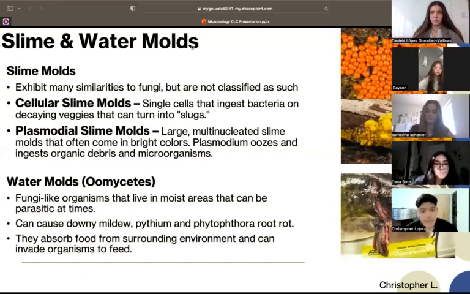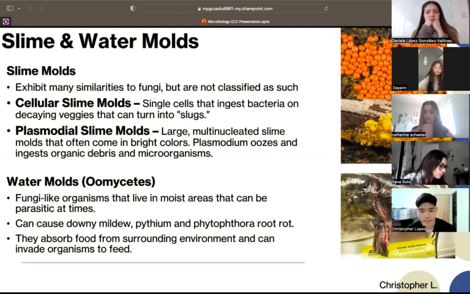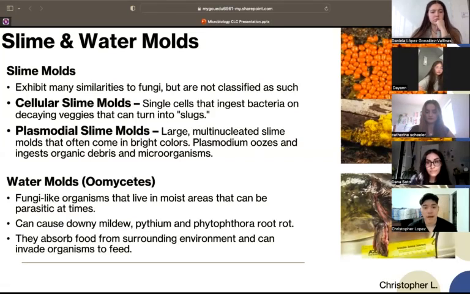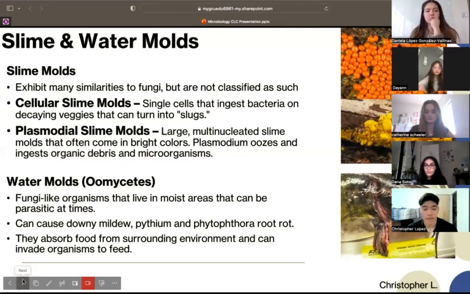Yeah, so slime molds are very similar to fungi, as in they have similar spore creation, but they're not classified as such because of their amoeba-like gliding movability. So basically, they move differently. There's also two types of them, one of them being cellular slime molds, which are just single cells, like bacteria, that ingest other bacteria and live on decaying vegetation like dead logs, trees, bushes, leaves, whatever, that can turn into what's called slugs, aka just clusters of fruiting bodies that contain spores.